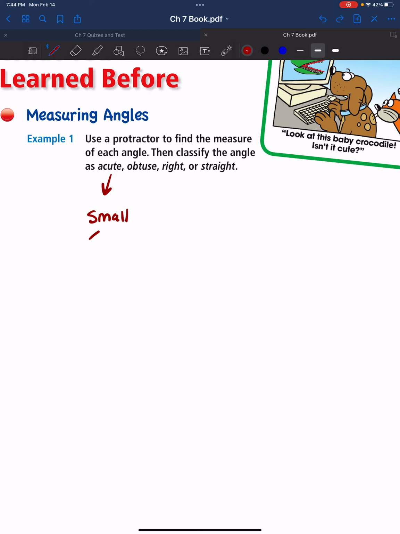Okay? So acute, tiny, that's the word acute just reminds me of like it's small and precious and it's smaller than 90 degrees. If I had a 90-degree angle, it's a perfect square corner, which means I could fit a piece of paper in there, it'd be perfect, right? That's 90 degrees. Acute is anything smaller than that.